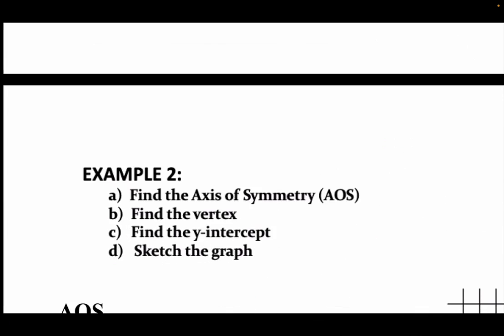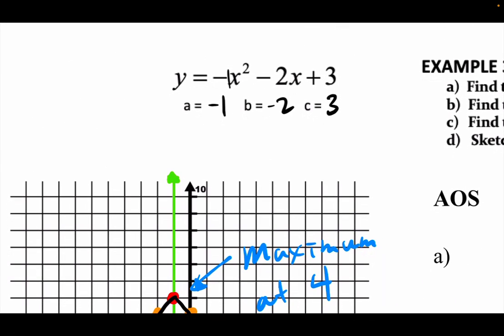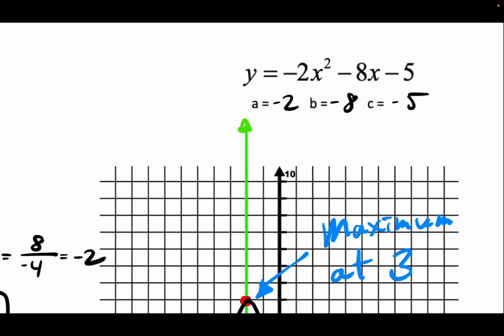Number 2, A was negative, arrows down. Number 3, A is negative again. So that's how you can tell if it's going to be arrows up or arrows down. You don't even have to go through all of that to figure out if it's going to be arrows up or arrows down. A will be the one to tell you. That's A's job.